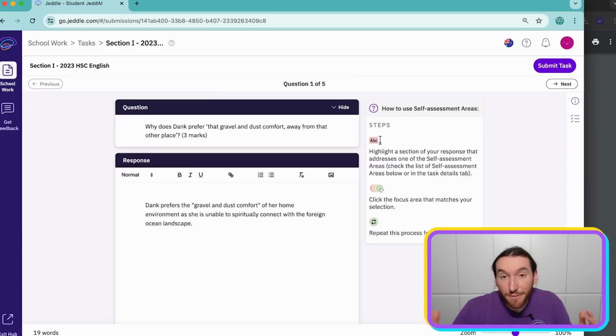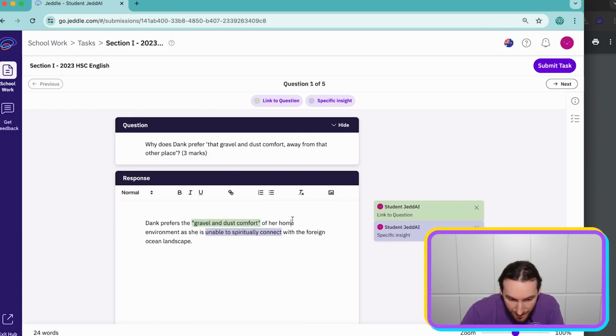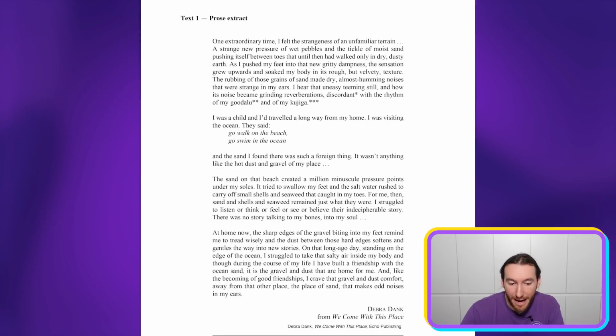So even if you were only able to pick up that there was an ocean or a beach around, as long as you can say something specific, like unable to spiritually connect, that's our specific insight here. Then that's enough to get you the mark for that sentence. It's as simple as that. Treat it like a formula. There's our topic sentence, keyword of the question, there's our link to the question. Okay? And now we need to have two sentences of analysis.